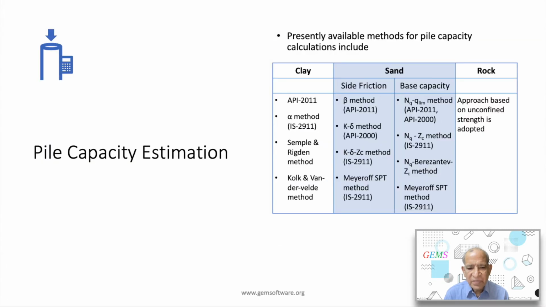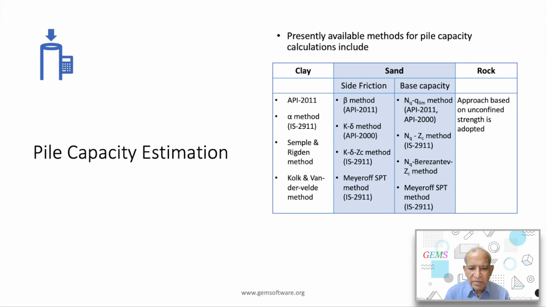In sand strata, the shaft friction may be estimated by using the following methods. In the API 2014 beta method, the unit shaft friction is estimated as beta times Pv'. In the API 2000 K delta method, it is estimated as K times tan delta times Pv', in which K is the lateral earth pressure coefficient and delta is the angle of interface friction between the pile and soil. The K delta method, along with the limiting vertical effective stress Pv' equal to gamma times Zc, where Zc is a critical depth, is also available.